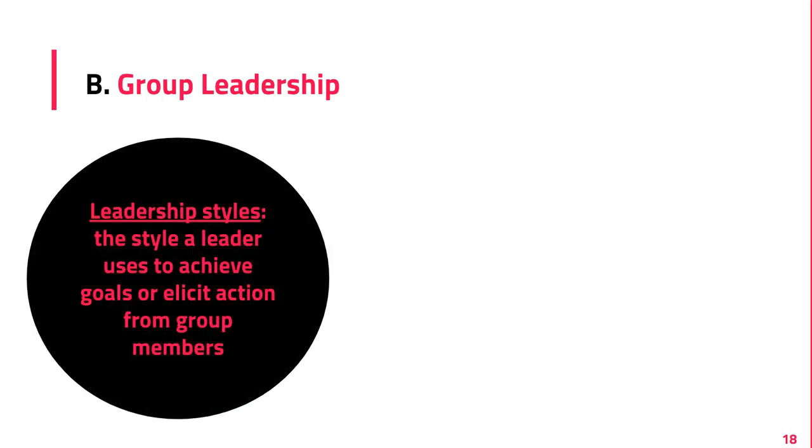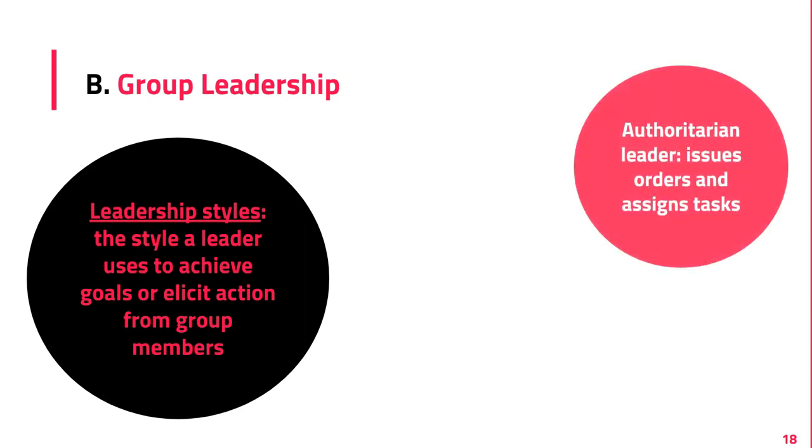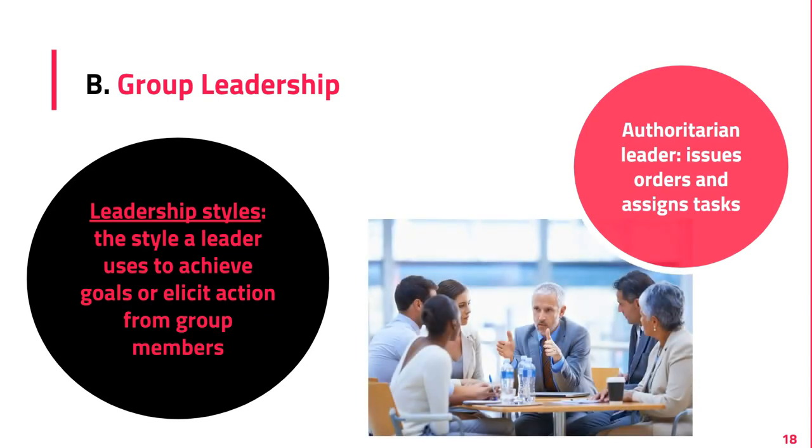There are three types of leadership styles, which is defined as the style a leader uses to achieve goals or elicit action from group members. Keep in mind that different situations require different leadership styles. Authoritarian leaders are characterized as those who give orders and frequently do not explain why they praised or condemned a person's work.